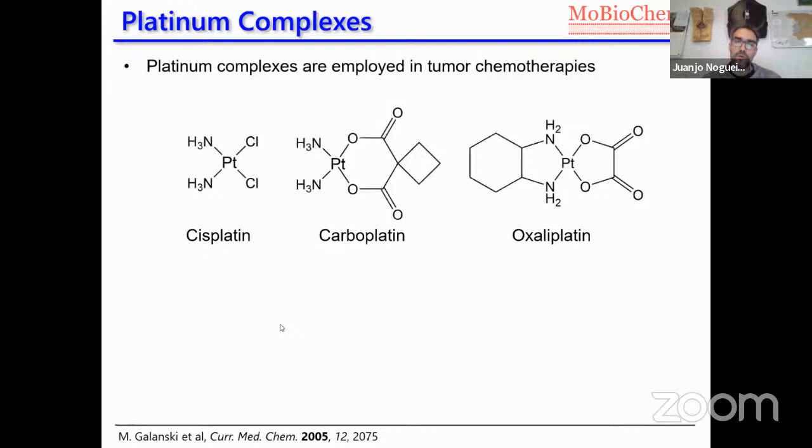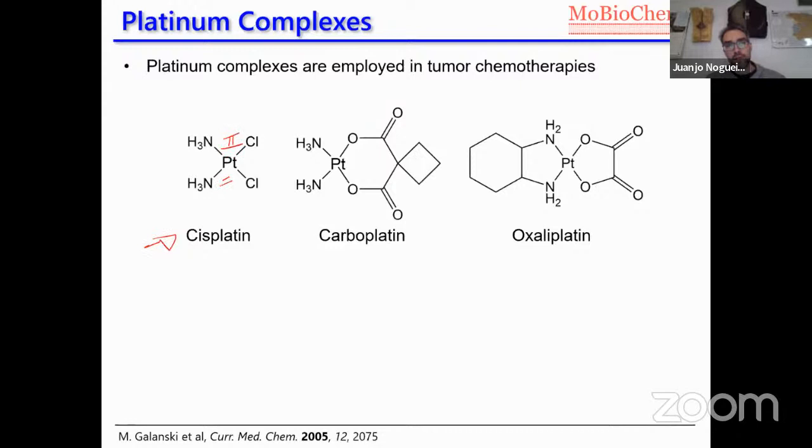And in order to motivate the use of QM/MM, I would like to introduce a system that I investigated when I was a postdoc in Vienna 3 or 4 years ago. And this system is related with platinum complexes. Maybe many of you know this kind of molecules. The most famous one is cisplatin. They are platinum 2 molecules, which are employed in chemotherapy.